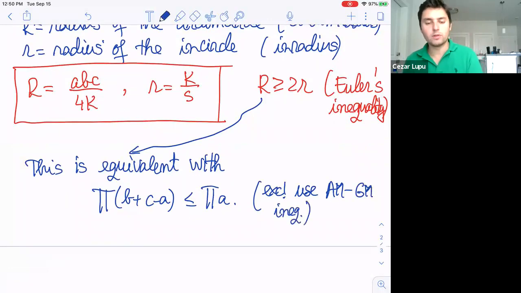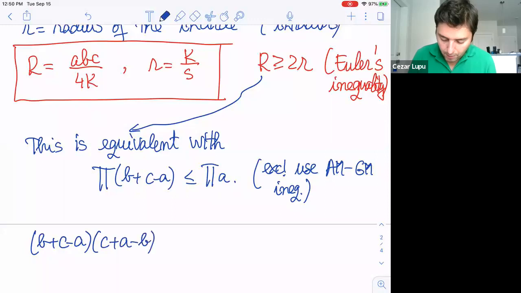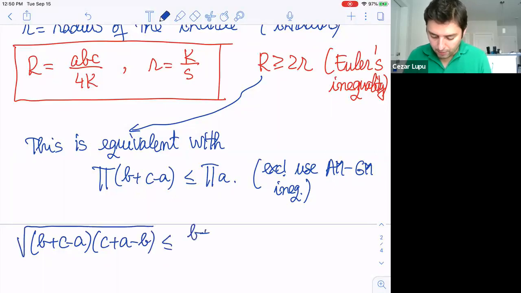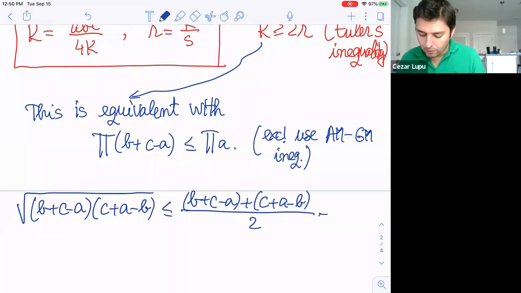But the thing is that you use AM-GM two by two. In fact, let me say it. So B plus C minus A times C plus A minus B is less or equal, okay, let me take the square root, then B plus C minus A plus C plus A minus B, everything over 2. And this is nothing else than just C, right? And now you write the analogs, you multiply them, and there you go.